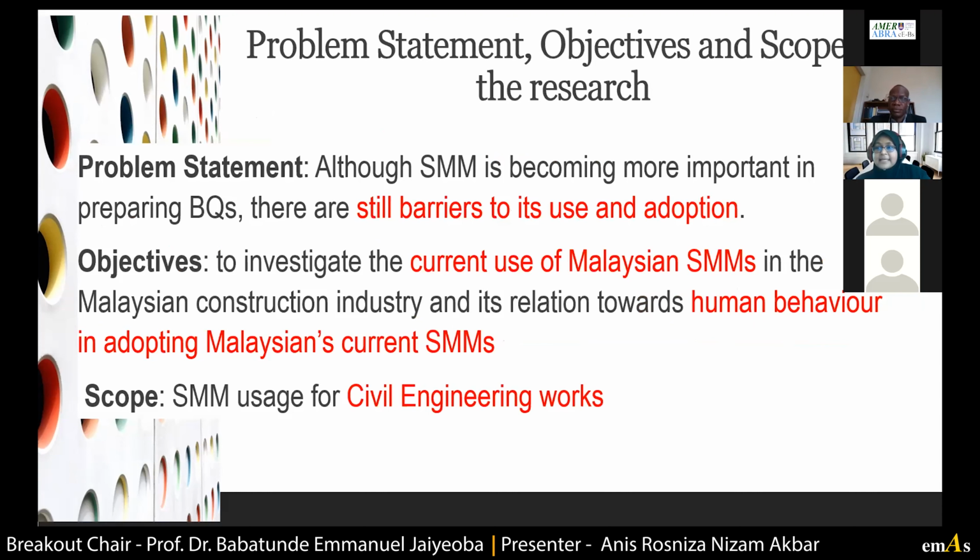The problem is, although the SMM is becoming more important in preparing BQ, there are still barriers to its use and adoption. Therefore, this study will attempt to investigate the current use of the Malaysian standard methods of measurement for civil engineering in the Malaysian construction industry and its relations towards human behavior in adopting Malaysia's current SMM.